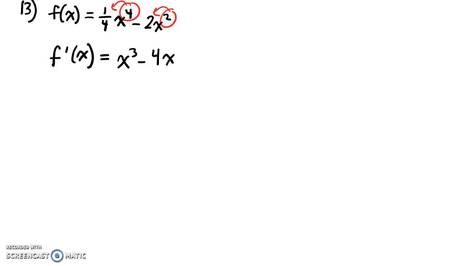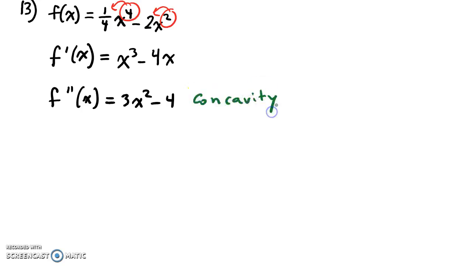Then from there we're going to do the second derivative, because the second derivative tells you the concavity of a function. So that's 3x squared minus 4. So that's the second derivative, and I'll write it here. This tells you concavity. Again, concave up, concave down. This is concave up. This is concave down.